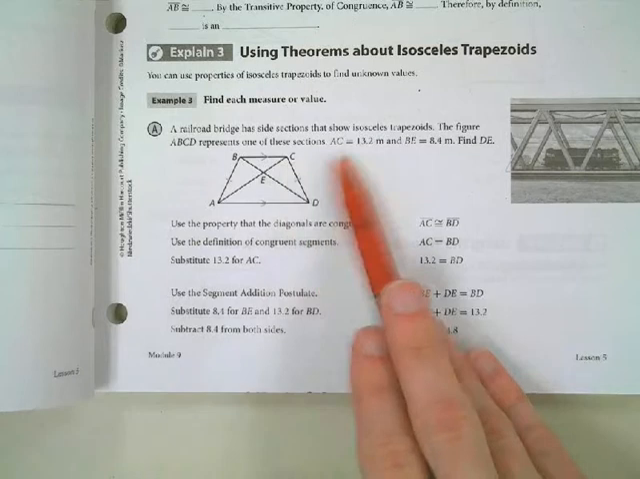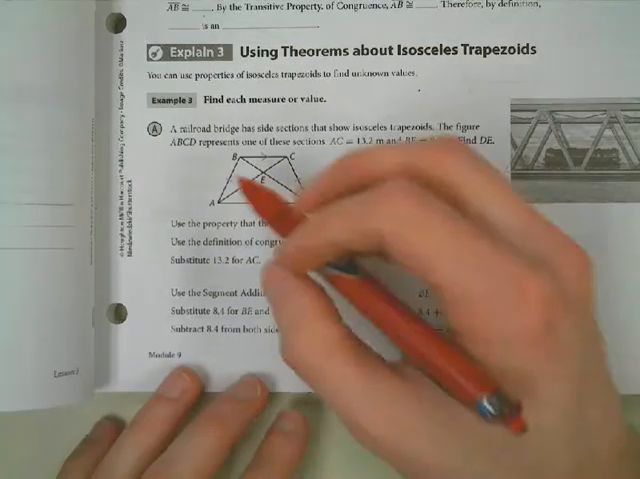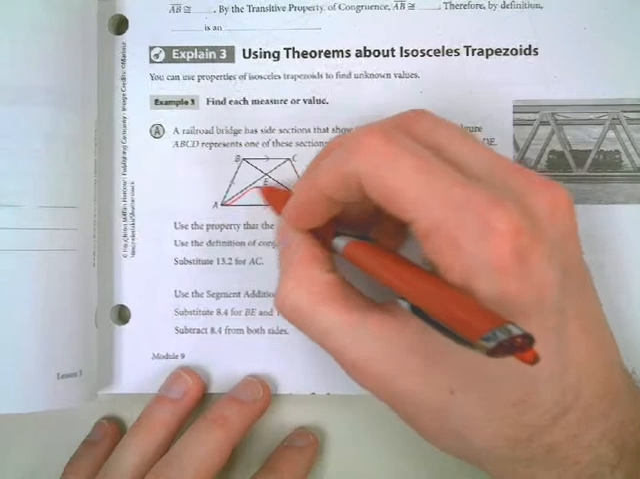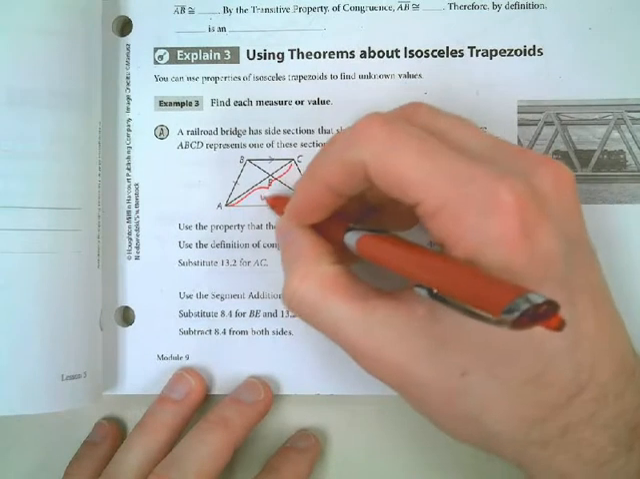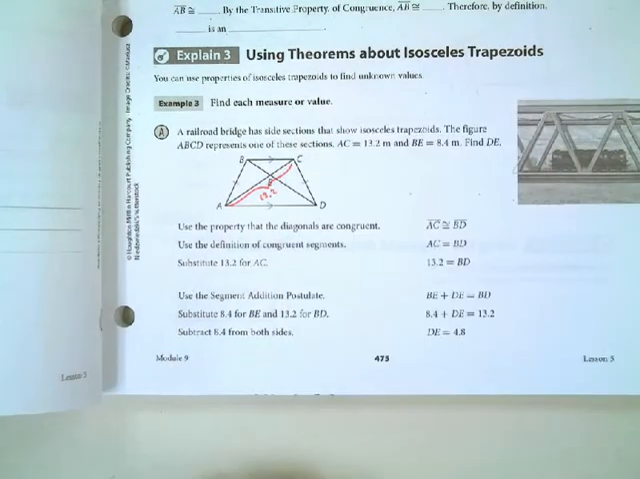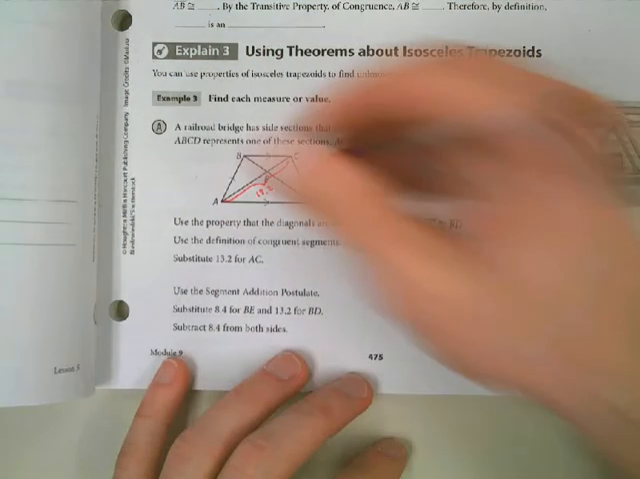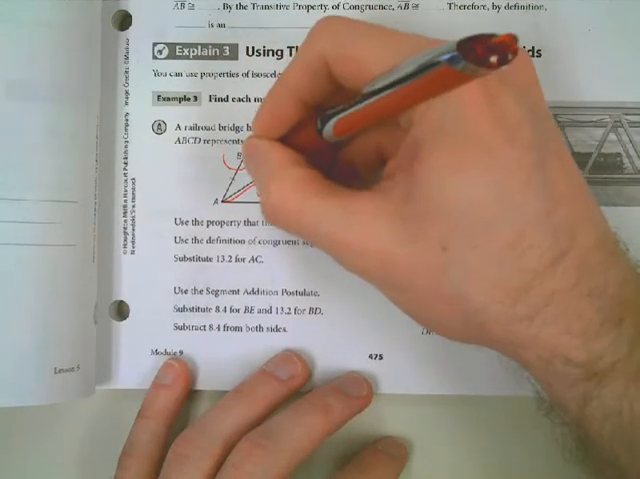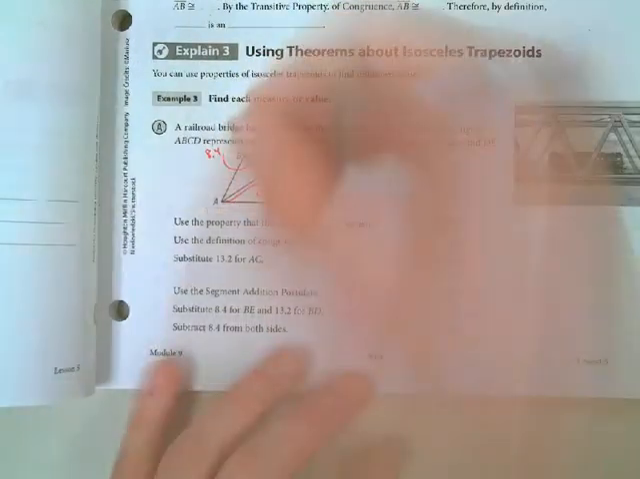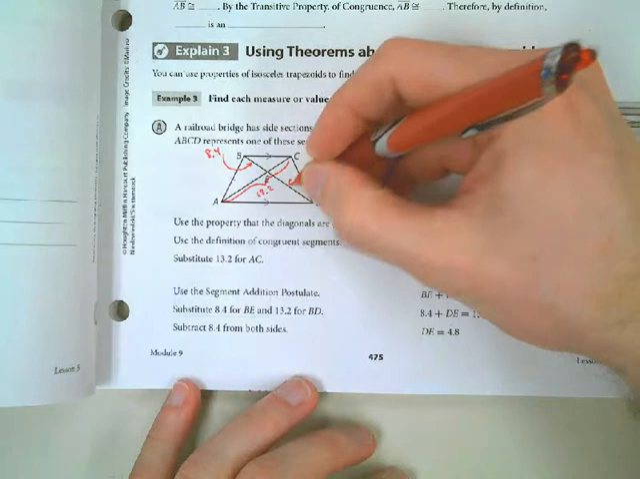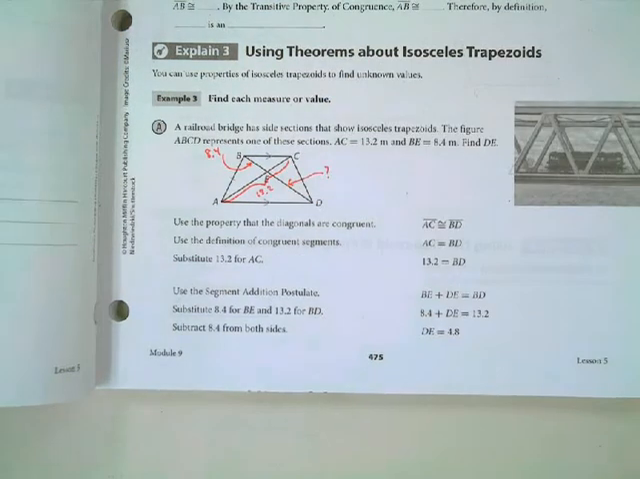AC is 13.2. So from A to C there is 13.2. I'll try and draw that in if I can fit it there. BE is 8.4. So this section is 8.4. And we want to find the length of DE.